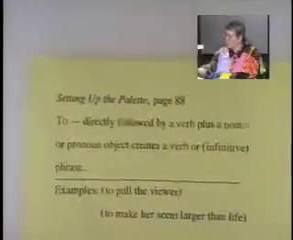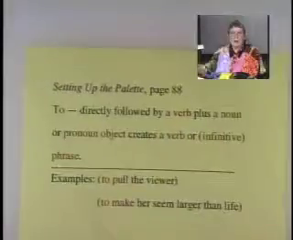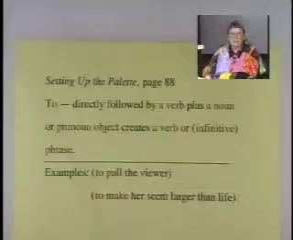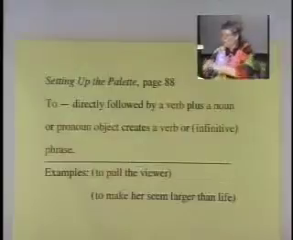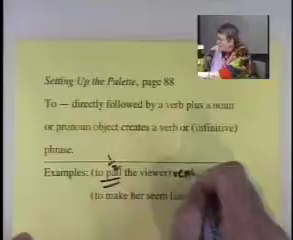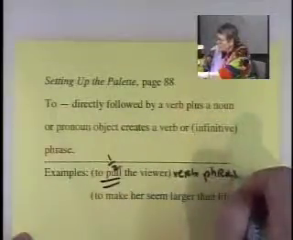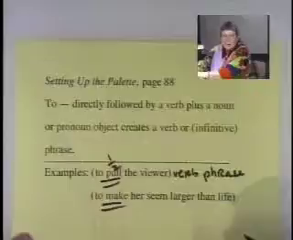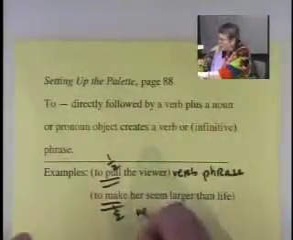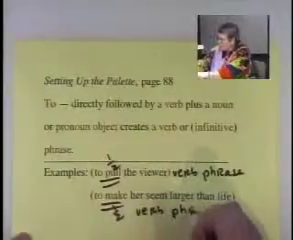But here is the one you're going to trip over and over again if you're not careful. To, directly followed by a verb, plus a noun or pronoun object, is going to give you a verb phrase rather than a prepositional phrase. So to pull the viewer, this is a half verb, and it's creating a verb phrase. And to make her seem larger than life, again, to make is a half verb, and it's going to give us a verb phrase and not a prepositional one.